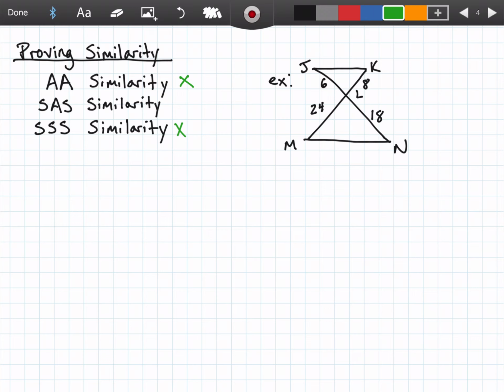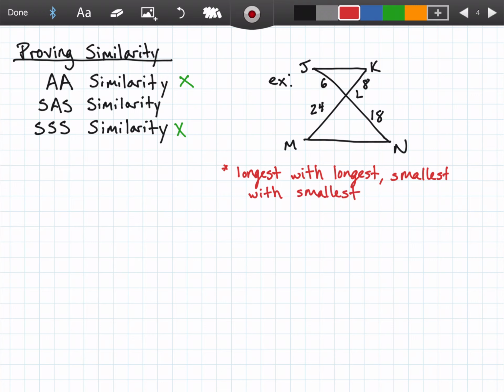Well, I can check the scale factors between them. If you're wondering which sides match up with which, the longest side always matches up with the other longest side, and the smallest side always matches up with the other smallest side. So I know 24 goes with 8, 6 goes with 18. I see they have a scale factor of 3, so those are the same scale factor, which is good. And where's our angle? Oh, the vertical angle's right there.